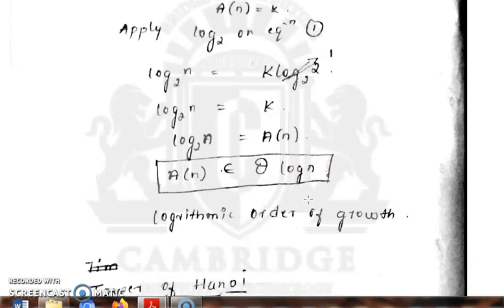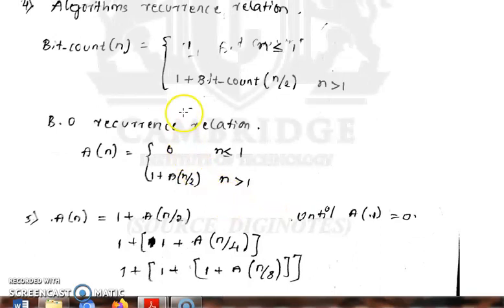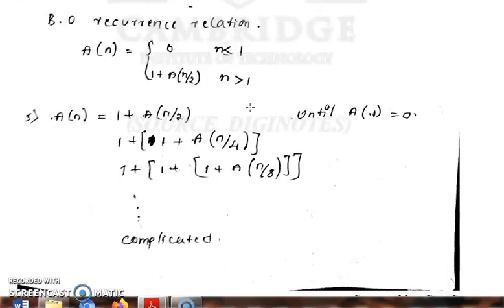So please be careful while solving this algorithm, because most of you get confused about the basic operation. Here the basic operation is counting, and don't confuse that the basic operation is dividing here, because in the aim of this algorithm, it is clearly mentioned that we have to count the number of bits present in that binary number.